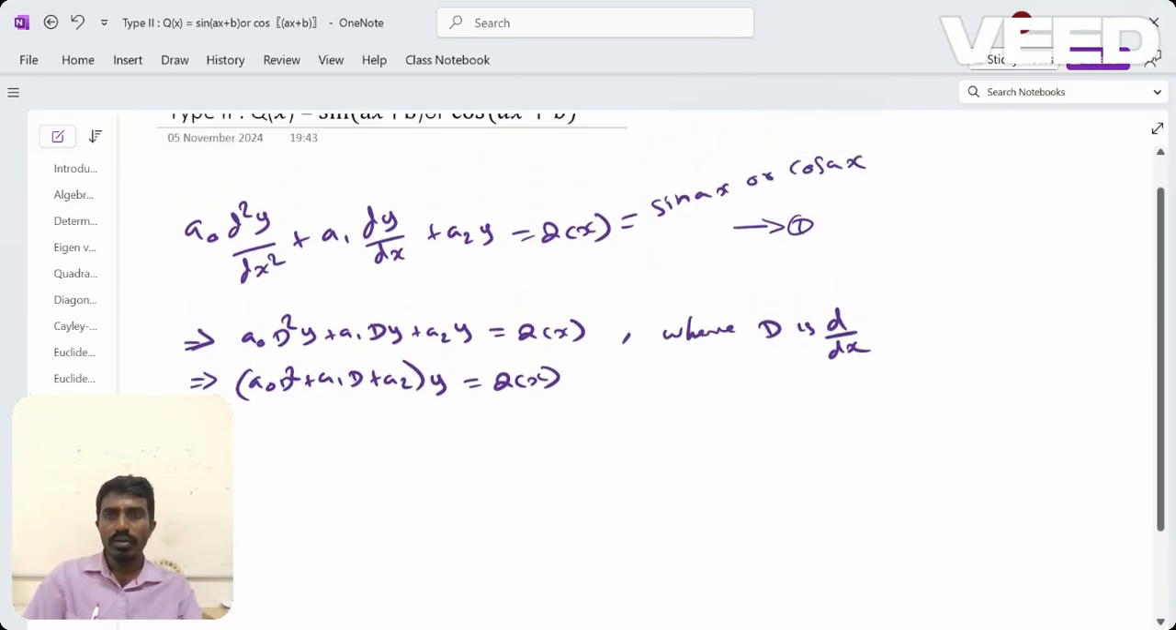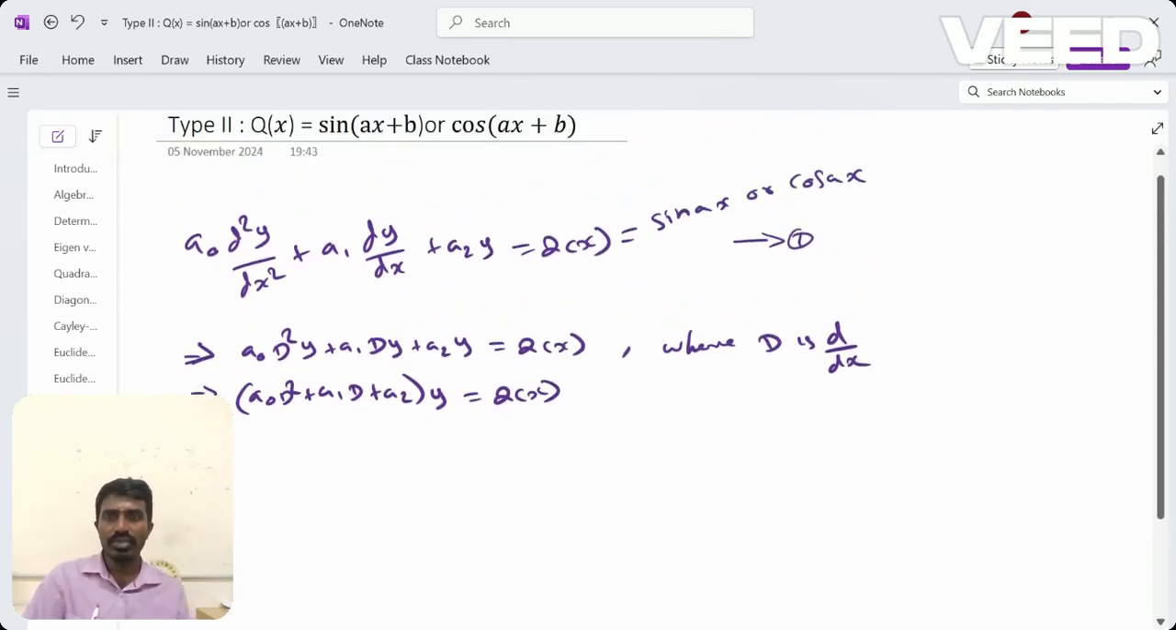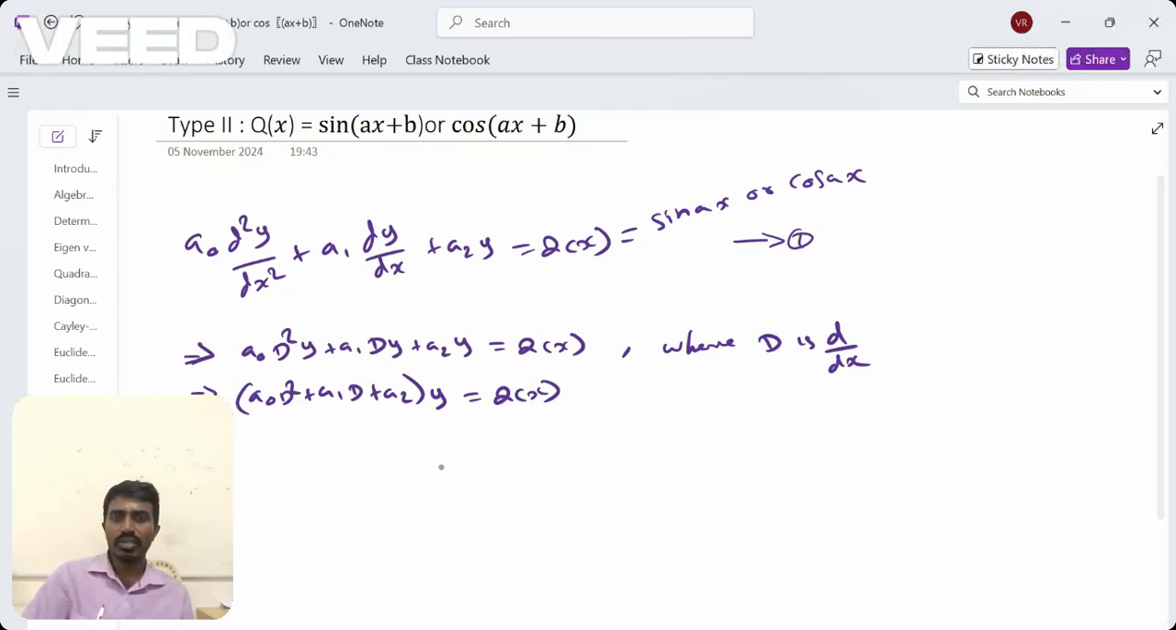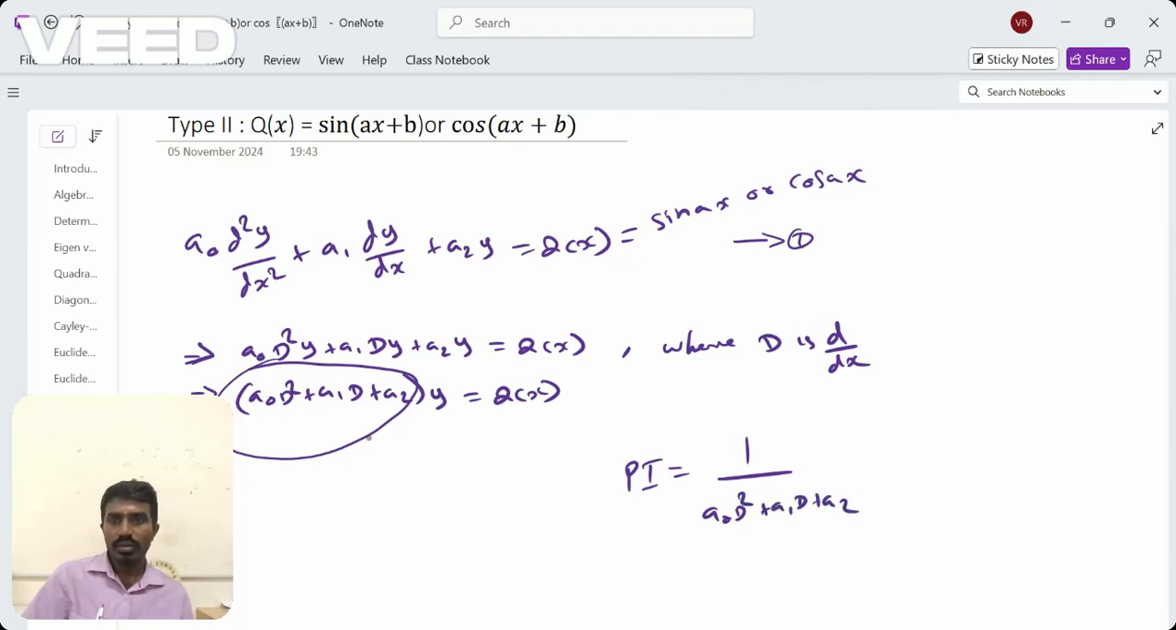To solve these types of problems, first we need to find the auxiliary equation and then find the complementary function. Then we need to find a particular integral. For finding the particular integral, PI equals 1 divided by the left hand side operator function, that is a naught D square plus a1 D plus a2, into sin ax or cos ax.